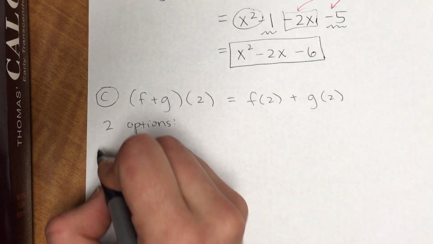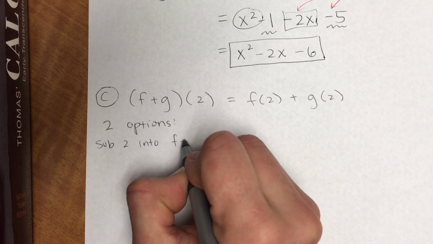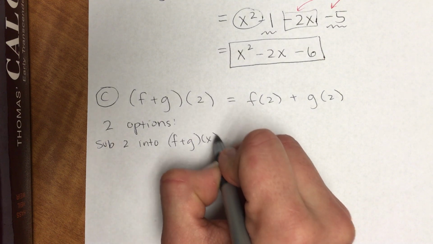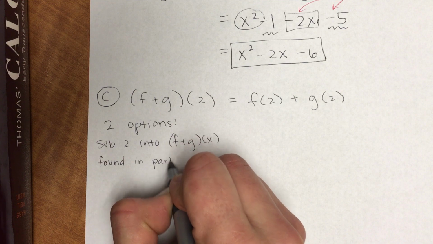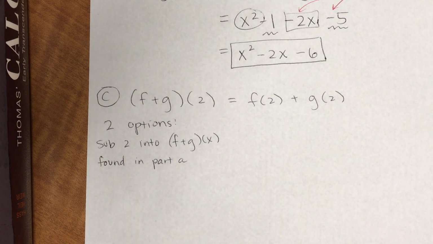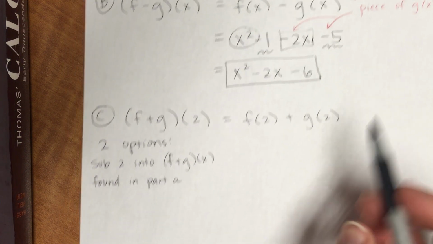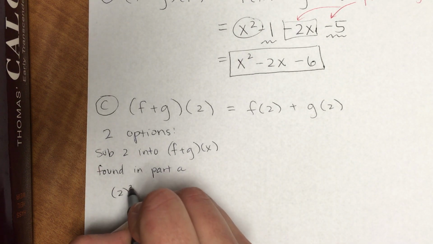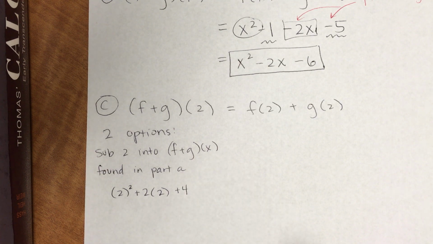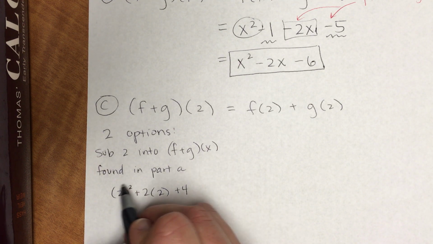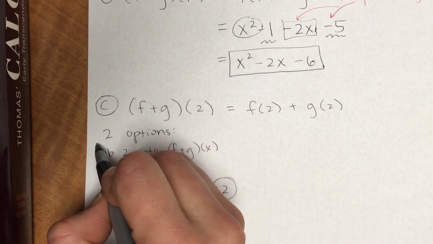So two options. Our first option is sub 2 into (f plus g)(x), which was found in part A. So since we already found that, it might be a fast way to do it. So part A, our answer was x squared plus 2x plus 4. So I'm going to plug in a 2 squared plus 2 times 2 plus 4, and multiply in your head, use a calculator, whatever you need to. 4 plus 4 plus 4 is 12.